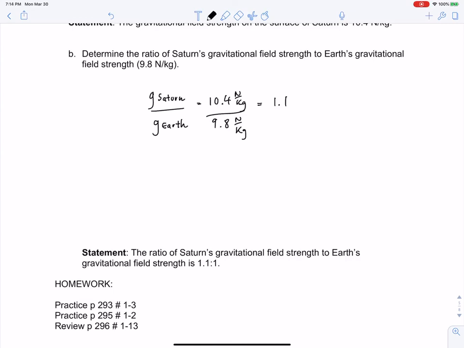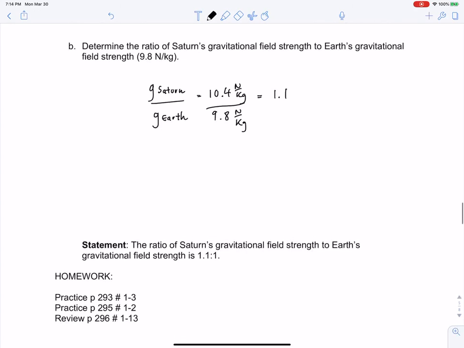Okay, great. For homework, try practice problems on page 293, 295, as well as review questions on page 296, numbers 1 to 13.